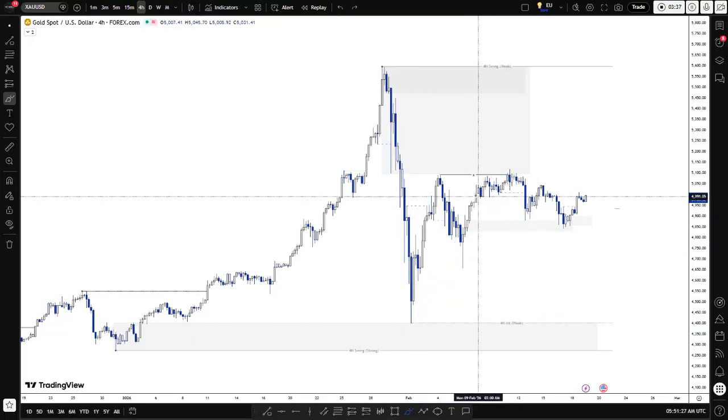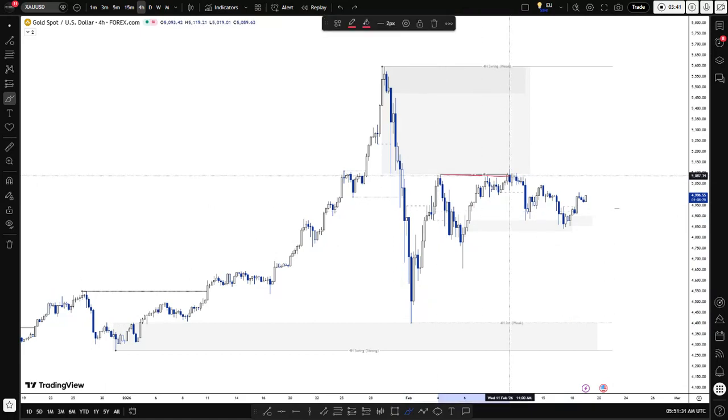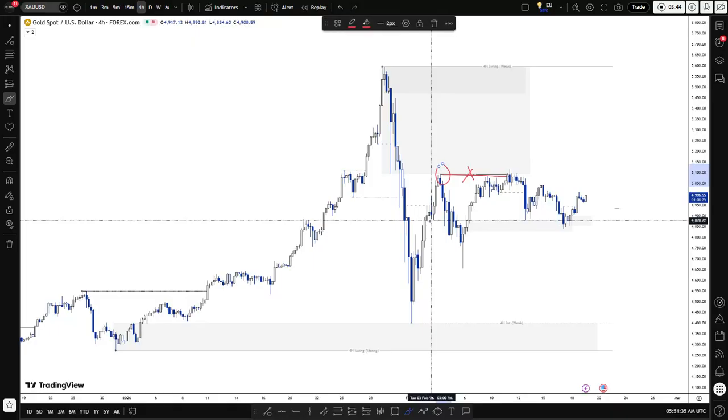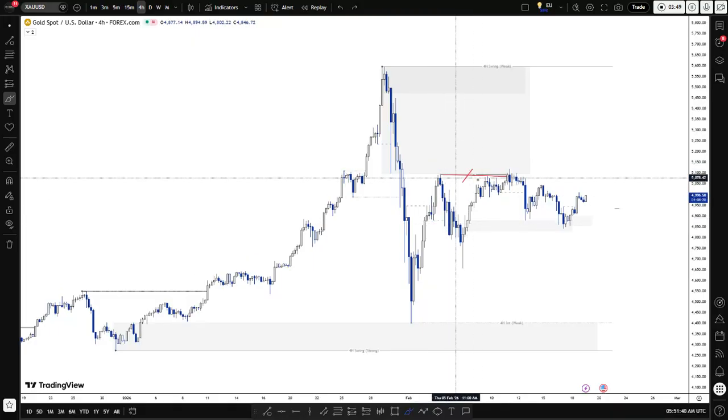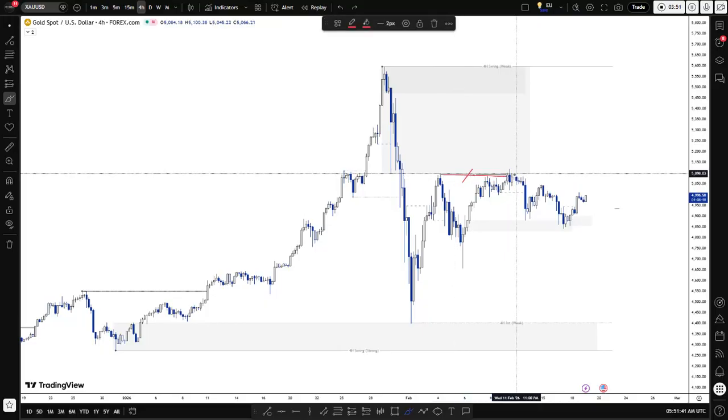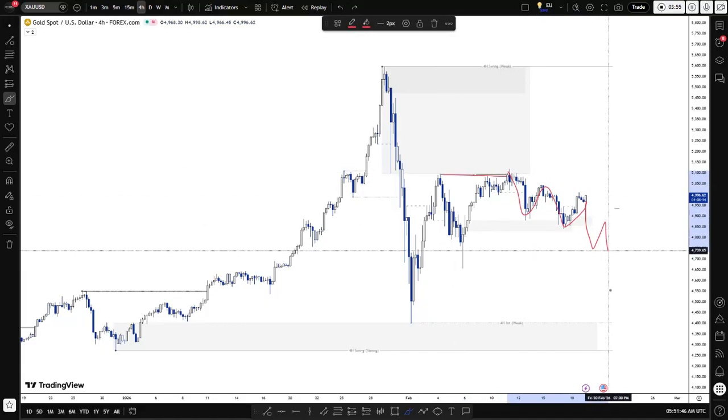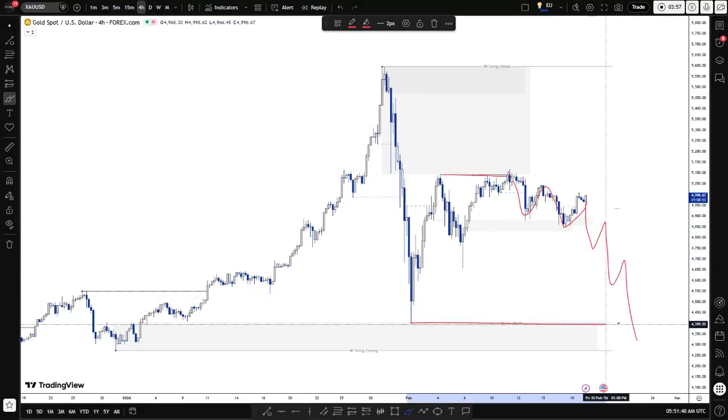We can see in the pullback, we got a strong liquidation of this high. It's a strong high because it had broken a low, this fractal low. Price swept that liquidity, and after that, price has been forming this order flow, which could now be respected until price takes out the weak swing low.